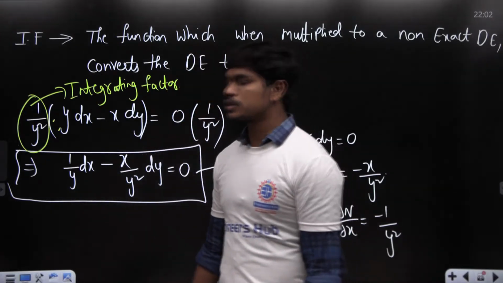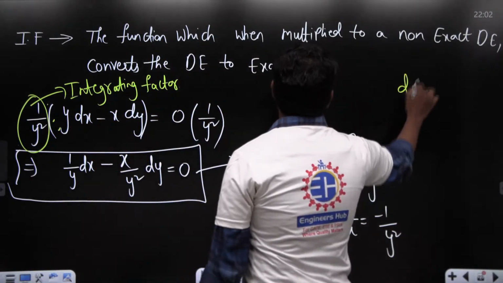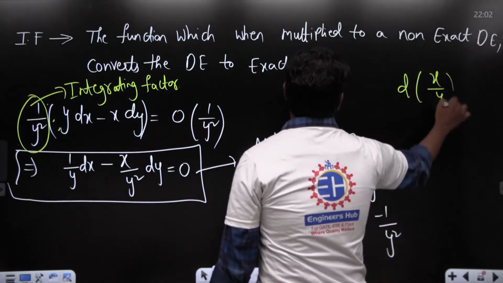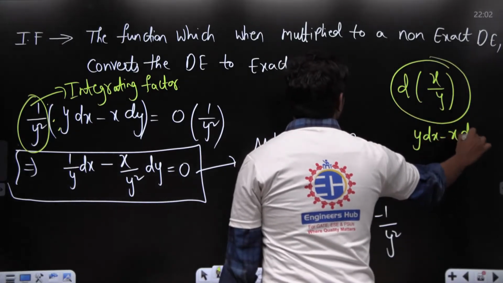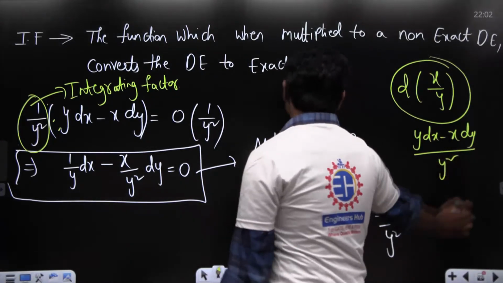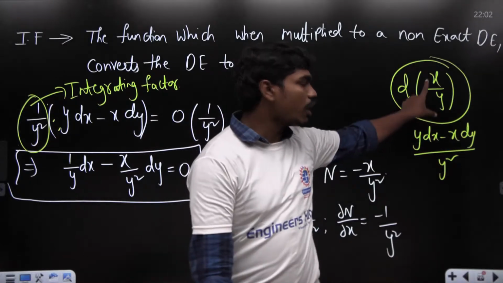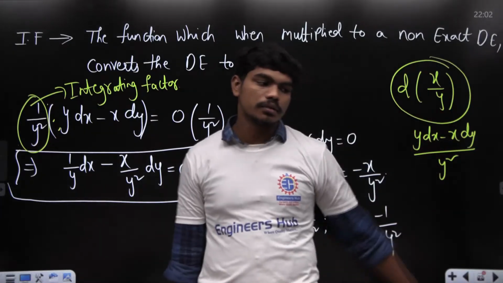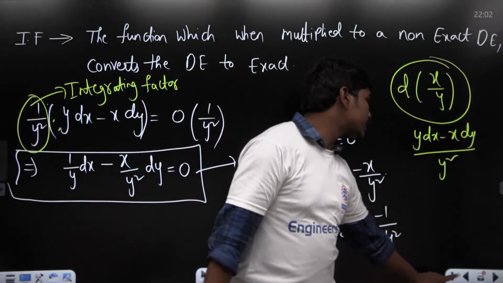Of course, you can also see now that the term y dx minus x dy divided by y square is nothing but the derivative of x by y, correct? If you write the derivative of this, y dx minus x dy divided by y square, the left hand side of this equation is exactly the same thing. It's an exact derivative of some function of x and y. Okay, so this is how you can see. Now let us try to see how to find the integrating factors.